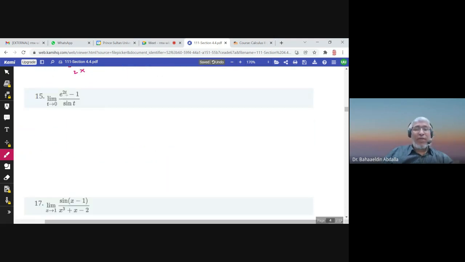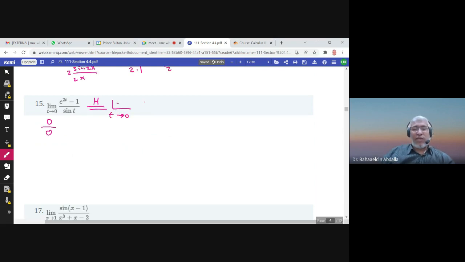E to the power 0 is 1. 1 minus 1 is 0. Sine 0 is 0. I can use L'Hopital's rule. Derivative of e to the power 2t is e to the power 2t times the derivative of 2t. Derivative of 1 is 0. Derivative of sine is cosine. E to the power 0 is 1 times 2. Cosine 0 is 1, so the answer is 2.